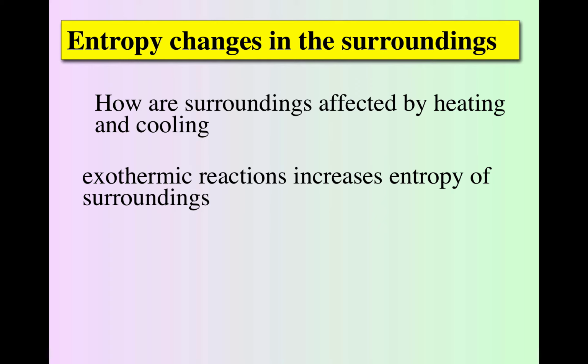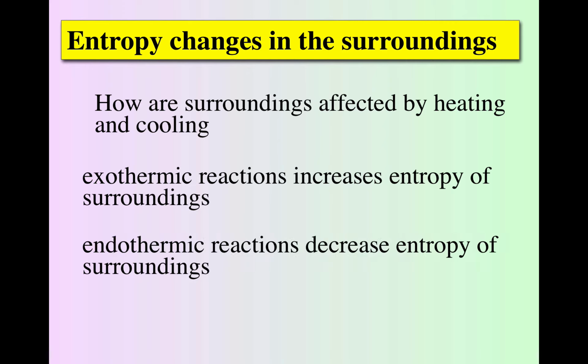All right, so if the system is losing heat energy to the surroundings, the surroundings is becoming more disordered. If you've got an endothermic reaction, the surroundings is losing heat to the system, so heat's going into the system. That means the surroundings is cooling down and becoming more ordered. So that's how we look at it, right? If you increase the temperature, it becomes more disordered. If you're decreasing the temperature, it becomes more ordered.